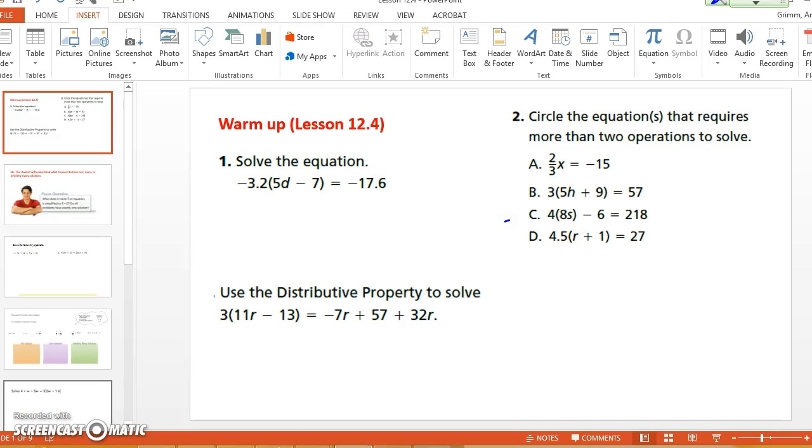Okay, solve the equation. So we've been working on using the distributive property. Today I'm going to tack on to this a little bit and show you more. So to start off with distributive property, we're going to take negative 3.2 times 5d. What is that?